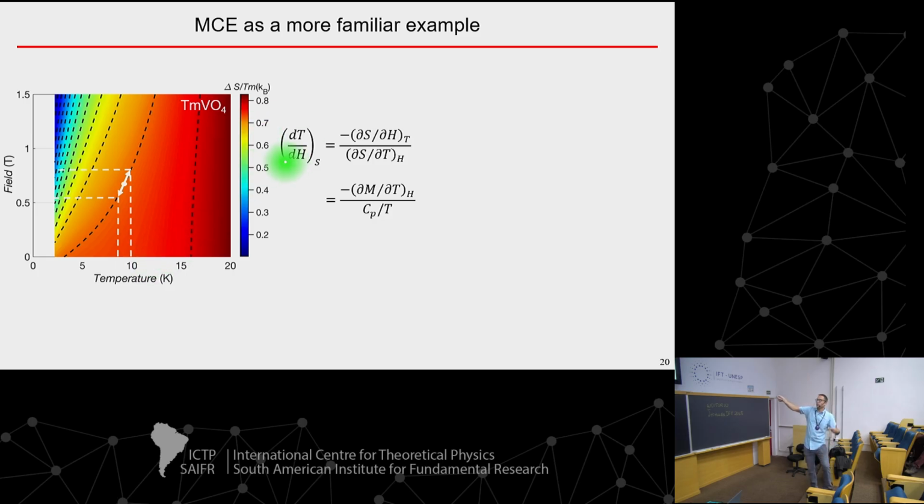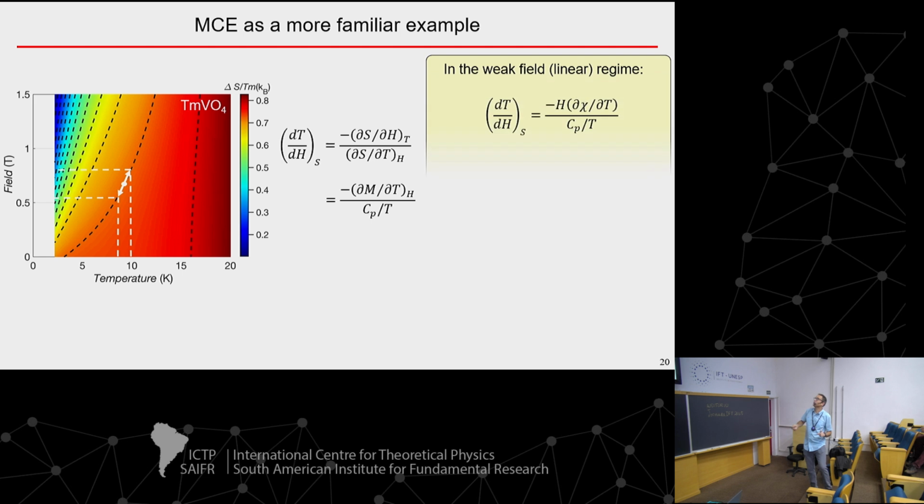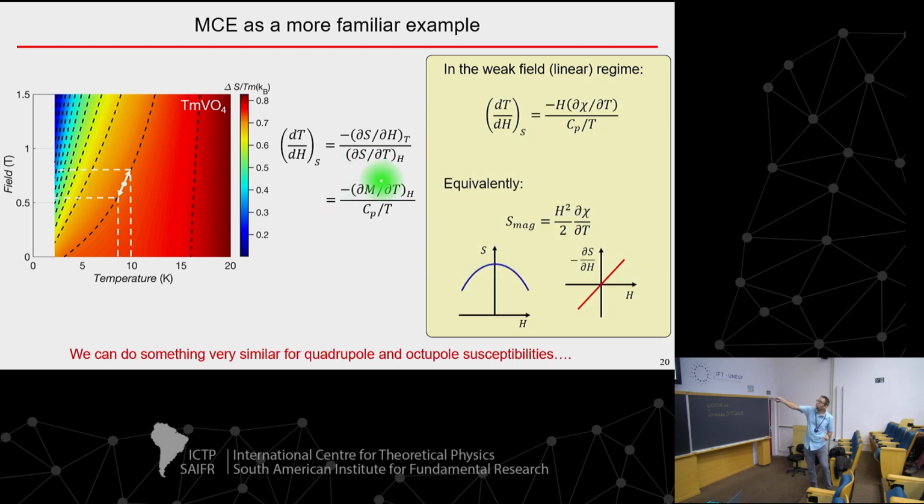All right, so partial derivatives: dT/dH at constant entropy is (dS/dH) over (dS/dT), where S is the entropy. I apply a Maxwell relation, so dS/dH is the same as dM/dT. And now maybe you can see where I'm going. In the weak field limit, the magnetization is H times the susceptibility, so dM/dT gives me H times dχ/dT. In other words, I measure this physical quantity, dT/dH, and I'm going to learn about this physical quantity, the temperature derivative of the magnetic susceptibility.